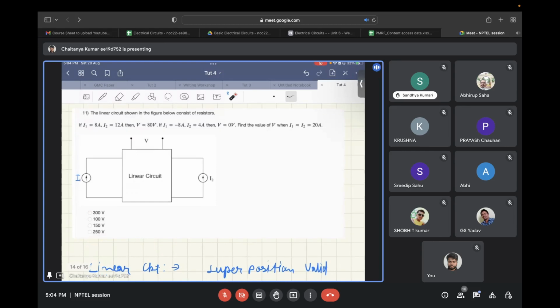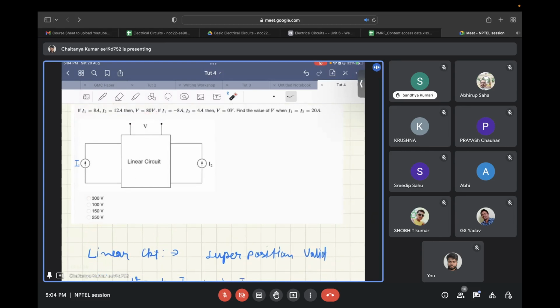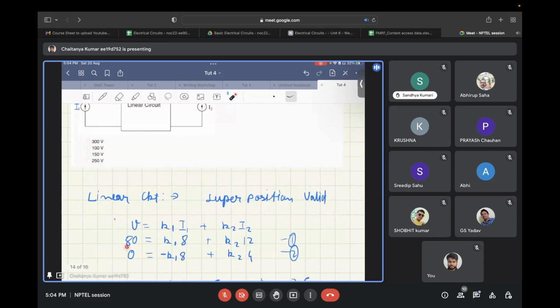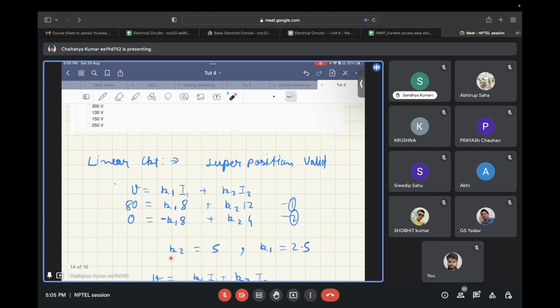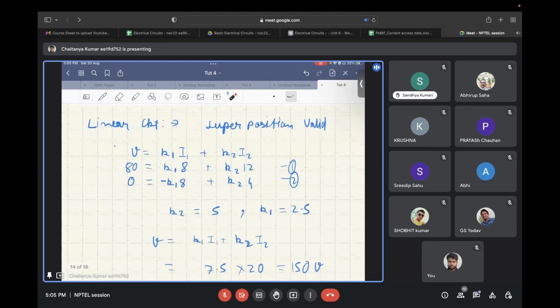The first set is given as 80 volts developed when current I1 is 8 amperes and current I2 is 12 amperes. So from there you get one equation, and from another set of currents and voltages you get another equation. So you have two variables and two equations. When you solve it, you get K2 as 5 and K1 as 2.5. So from there, for the third set of I1 and I2, you can find the voltage, and that comes out to be 150 volts. Any doubt in this?